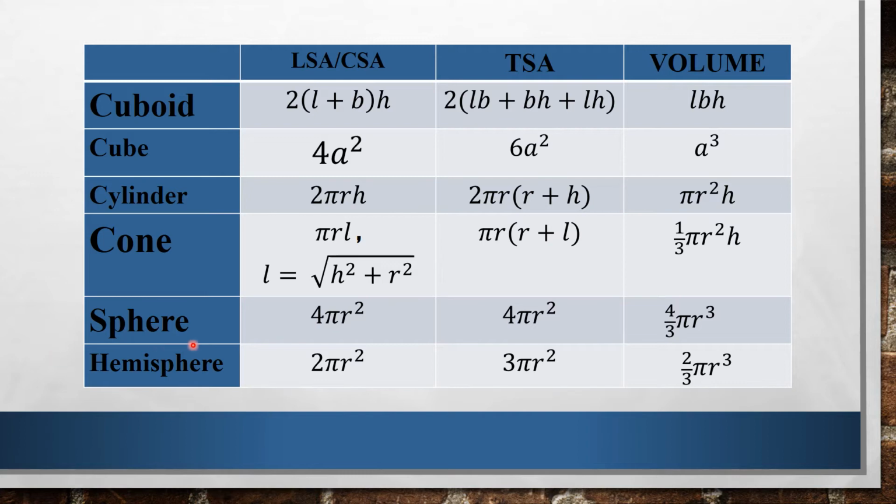For a sphere, CSA is equal to 4 pi r square, TSA is also 4 pi r square, and the volume is equal to 4/3 pi r cube. For a hemisphere, CSA is 2 pi r square, TSA is 3 pi r square, and the volume is half of the volume of the sphere, which is 2/3 pi r cube.